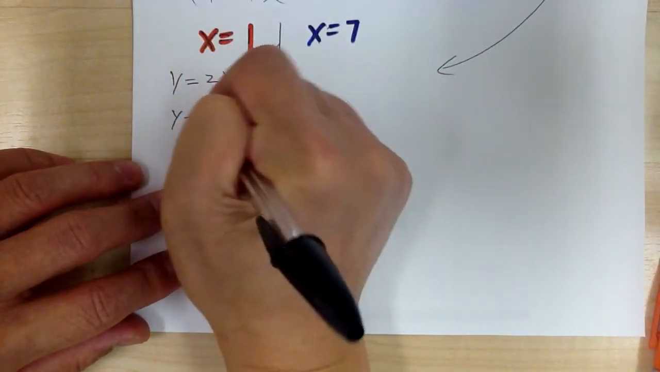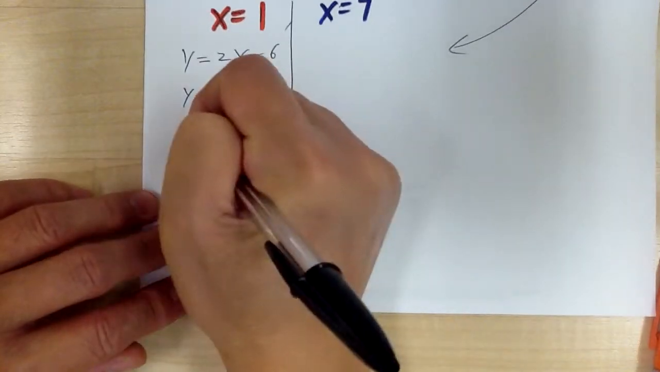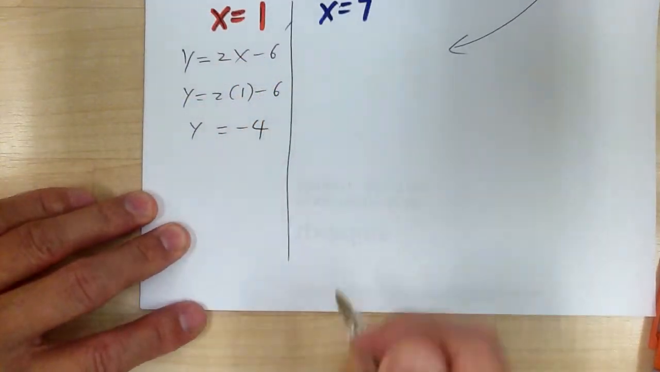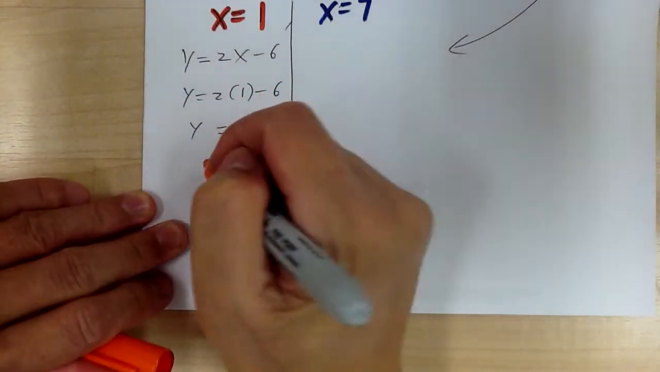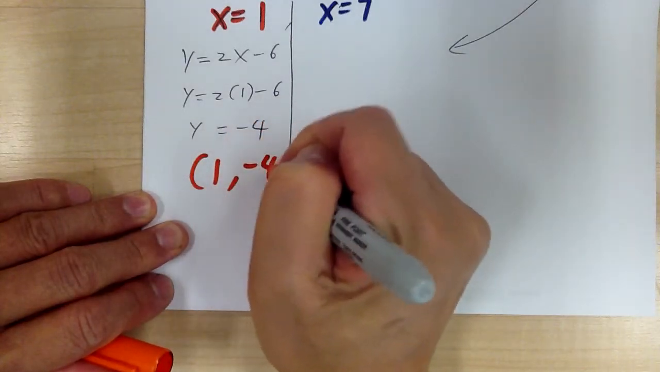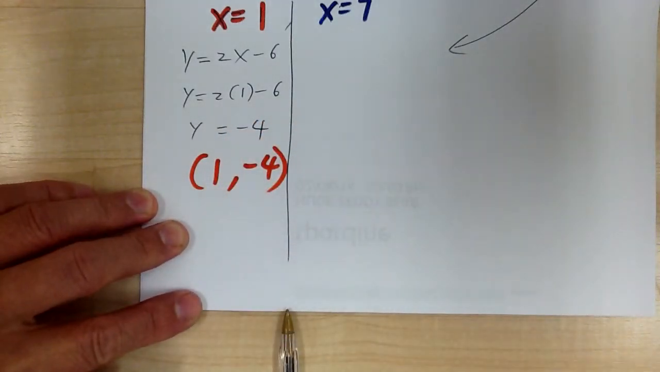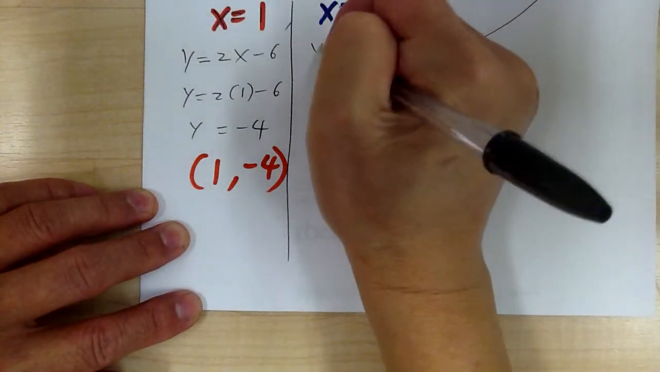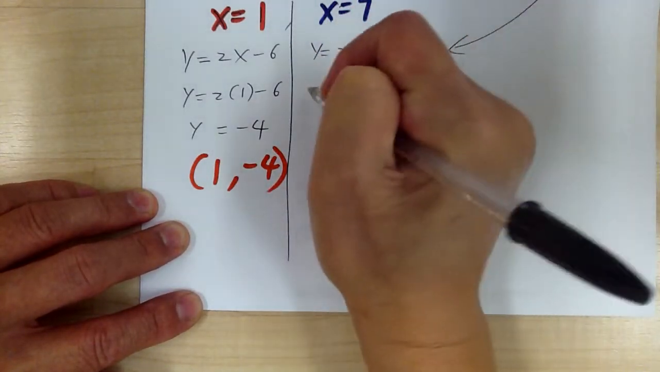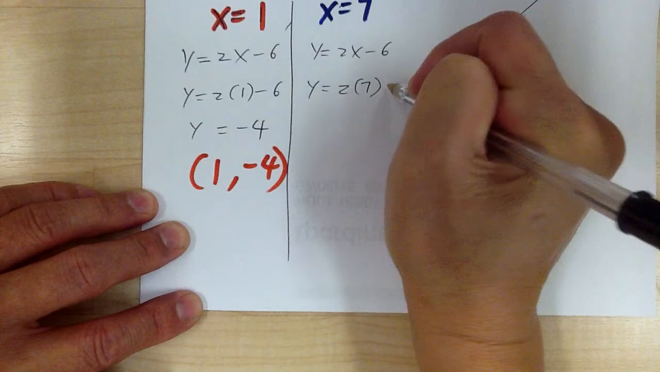So y equals 2 times 1 minus 6, so y equals negative 4. Your one answer would be 1 comma negative 4. That's your one answer. Over here you do the same thing: y equals 2x minus 6, y equals 2 times 7 minus 6.